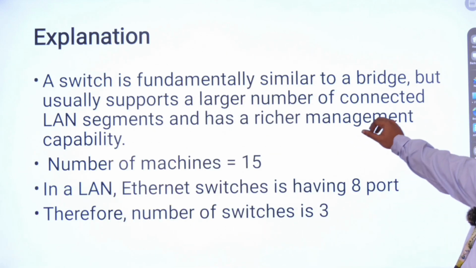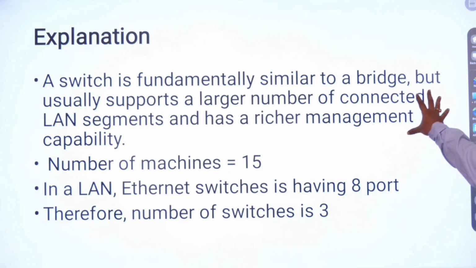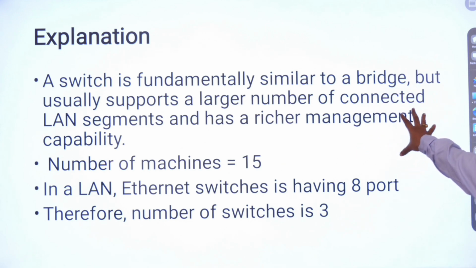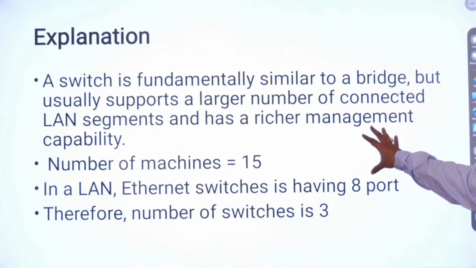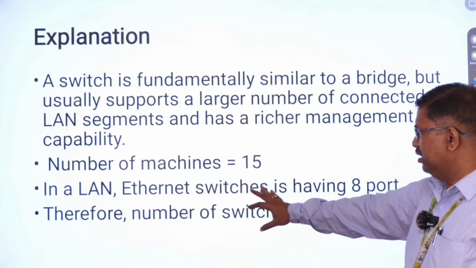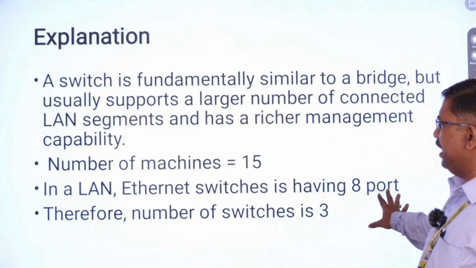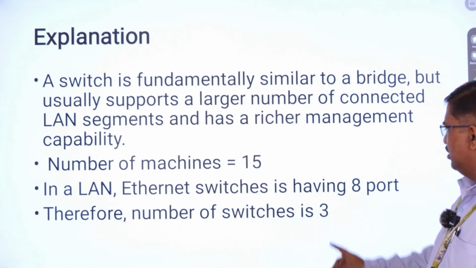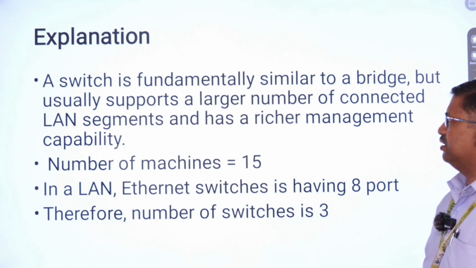So this is the explanation. A switch is fundamentally similar to a bridge, but usually supports a larger number of connected LAN segments and has richer management capability. The number of machines given here is 15. In a LAN, Ethernet switches have 8 ports. Therefore, the number of switches is 3. Okay, this is the correct answer.